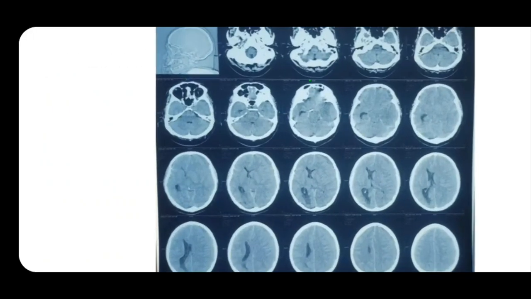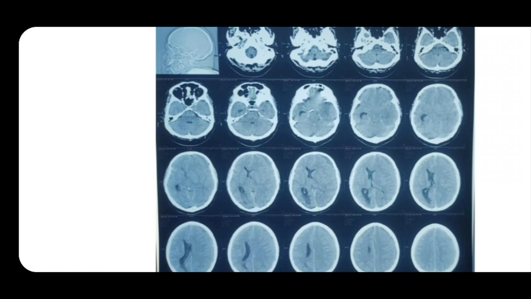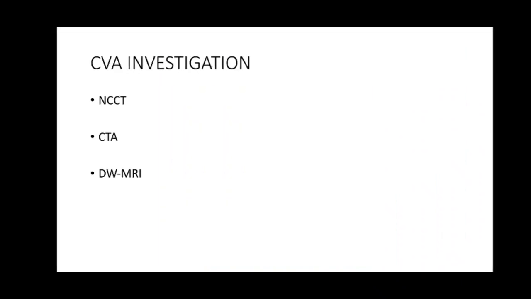Okay, now this is a peculiar type of thing. See, this is midline. This is right. This is left. Now see here, the lateral ventricle is shifted towards right. It is a case of midline shift. It is a very dangerous thing. Poor prognosis of the patient.